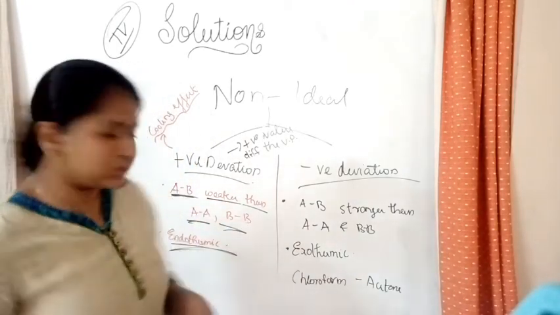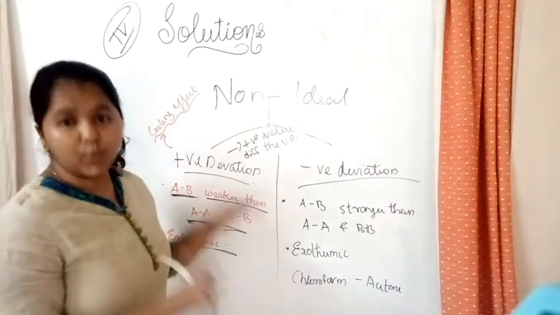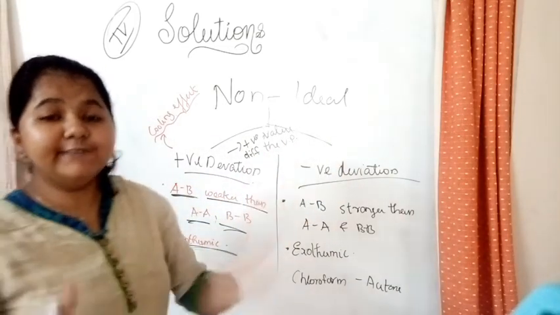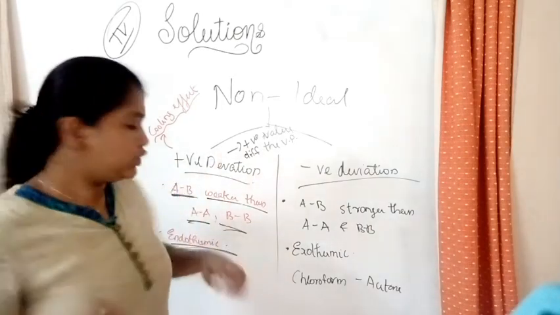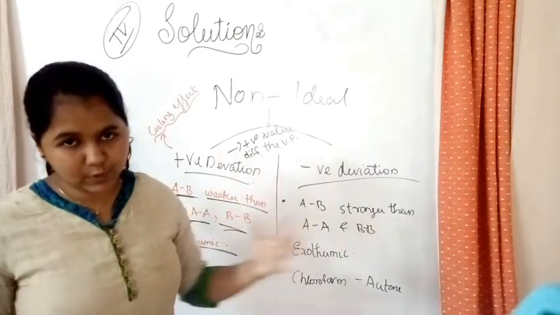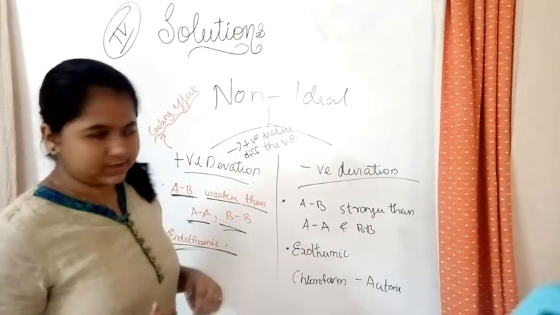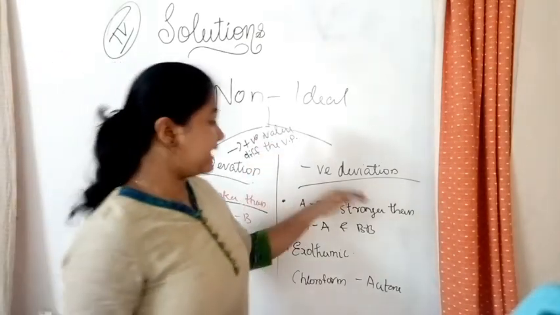To break the bonds between AA and BB, it will take the heat from the surroundings. So what would happen? The surroundings would be cooled. That is why it has a cooling effect. So now to take the case of negative deviation.